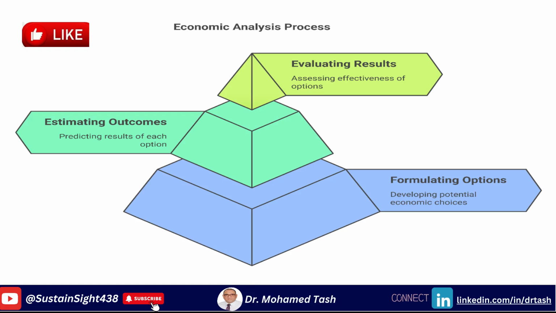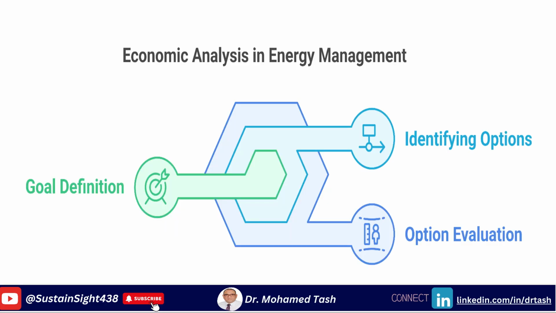Let's break it down. First, we have formulating. This is where you clearly define your goal and identify the possible options to achieve it. For example, if your goal is to reduce energy consumption in a building, you might consider upgrading lighting, improving insulation, or installing a new HVAC system.